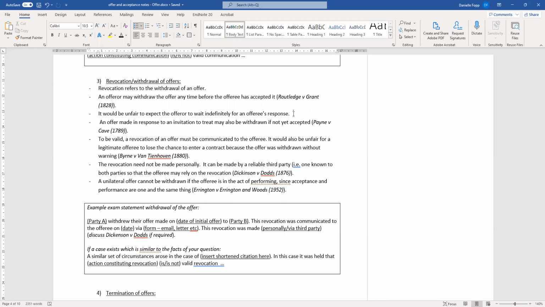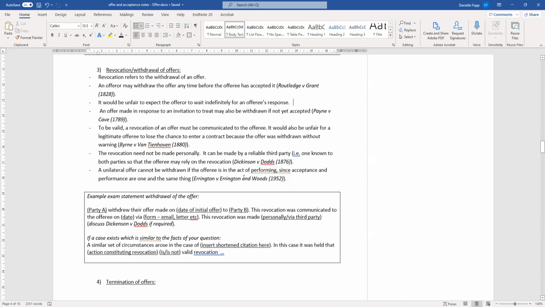And in a problem question, that's what might happen. You might have an invitation to treat, then party B responds with an offer, but then party A doesn't respond to that, so then party B withdraws it. And this is why it's really important to write down your timeline. To be valid, a withdrawal of an offer must be communicated to the offeree. It would also be unfair for a legitimate offeree to lose the chance to enter a contract because the offer was withdrawn without warning. And we have a case here. So I haven't put any case notes in the comments here because otherwise this video would be too long. However, here is where I would be putting little case notes.